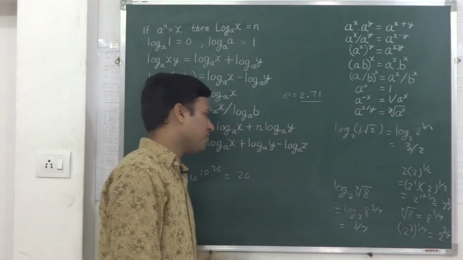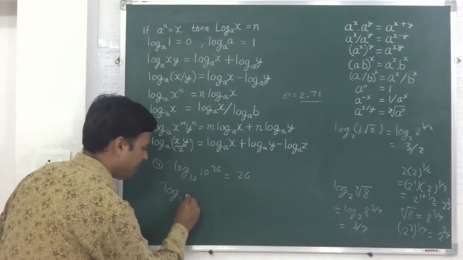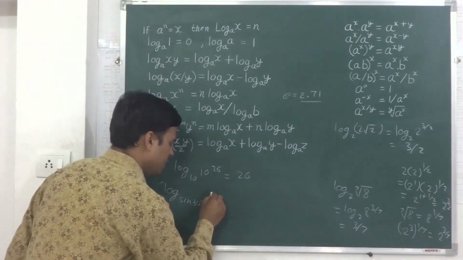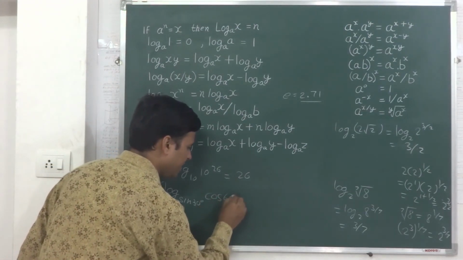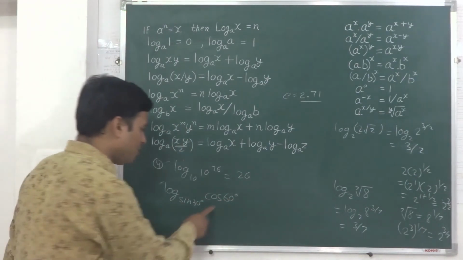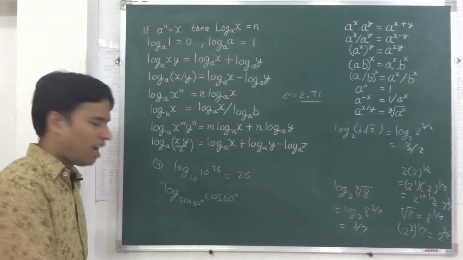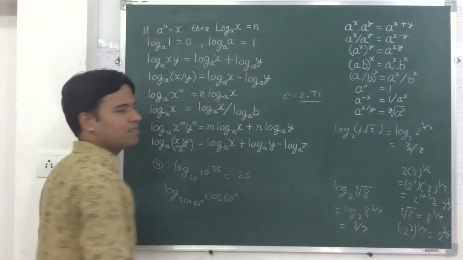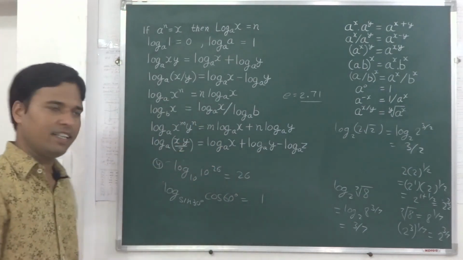If you want to calculate log base sin 30 degree of cos 60 degree, which is a constant value, both the values are equal. So, cos 60 degree is half here, sin 30 degree is half here. So, what would we get? Log base a of a is equal to 1. So, the answer would be 1 here.